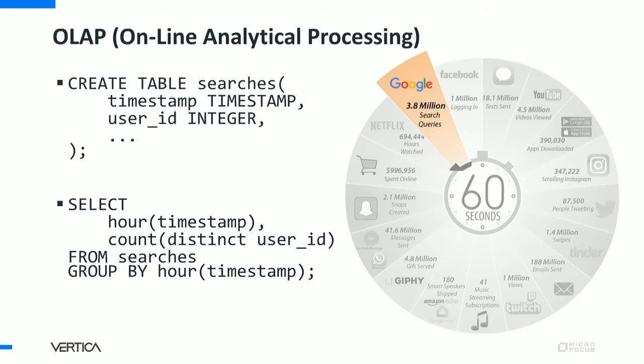This SQL example is something you might see in an OLAP workload. We have a table searches logging user activity. We will eventually see one row in this table for each query submitted by users. If we want to find out what time of day our users are most active, then we could write a query like this one on the slide, which counts the number of unique users running searches for each hour of the day.